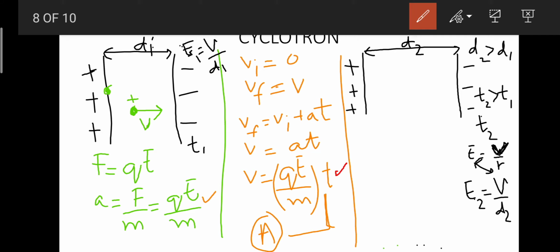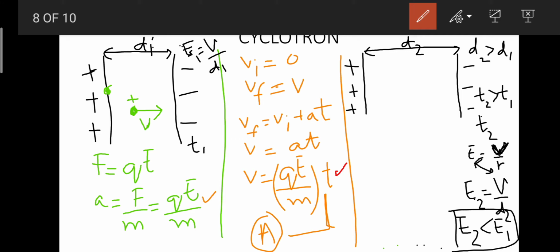So we see that if we are increasing the value of d in this figure, E2 would definitely decrease, right? So we can say that E2 is smaller than E1, right? So this is the main thing which is observed.